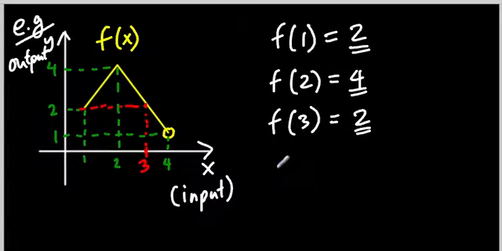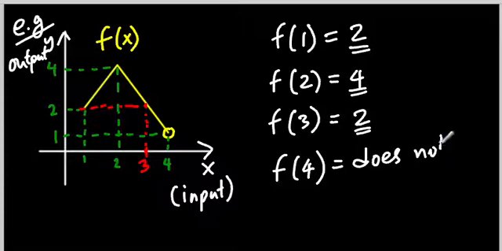Now let's do one last one, which is, let's say, f of 4. You might think that if I do f of 4, if I look over here, the output must be 1. But keep in mind that this is an open circle, which means it doesn't count. In other words, for this function, this point does not exist. So for f of 4, for an input of 4, the output actually does not exist. So for f of 4, we simply say does not exist.